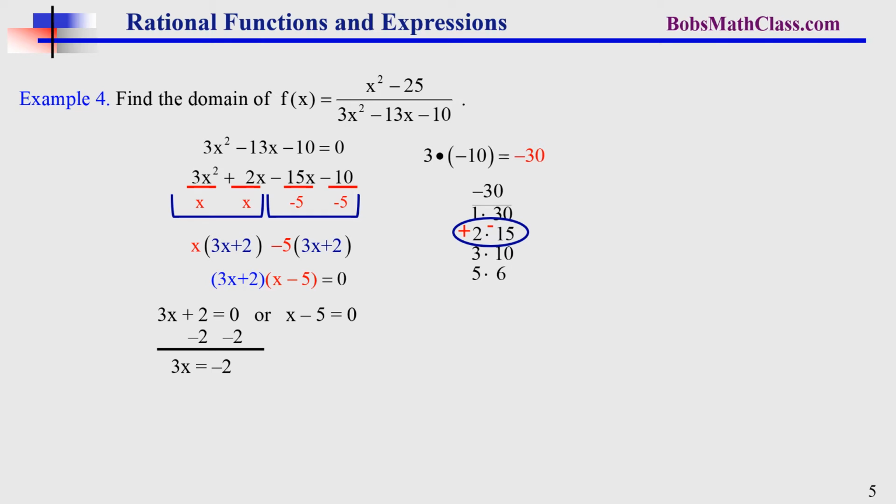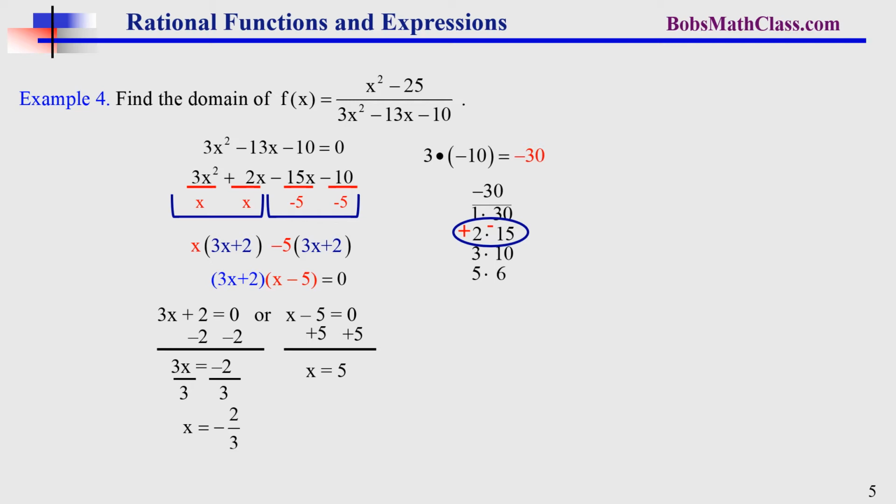So first subtract 2 on both sides. That gives you 3x equals negative 2. Then divide by 3. x equals negative 2/3. And the second equation, add 5 to both sides. So x equals 5.